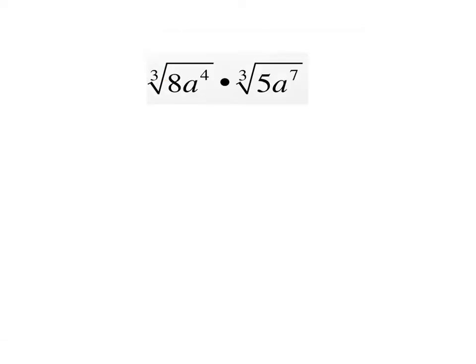So if we look at the next one, here we're dealing with cube roots. Since they're both the same, we can apply the property, combining them as 1. If I combine that as 1 cube root first, well, 8 times 5 ends up being 40, so you multiply the numbers together. And remember when we're doing variables here, a to the 4th times a to the 7th, we're adding those exponents, so it's going to be a to the 11th.